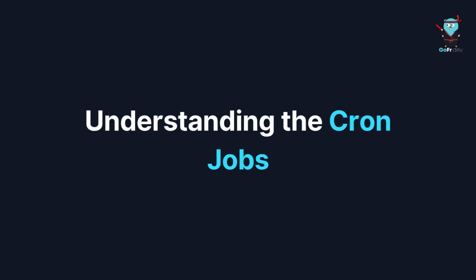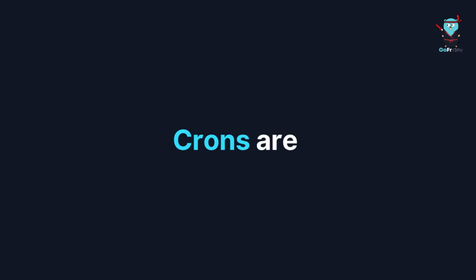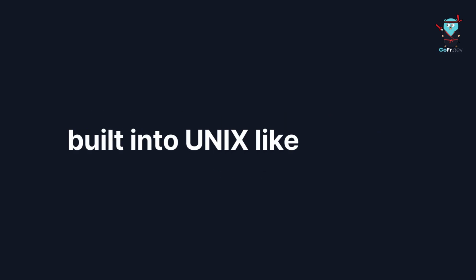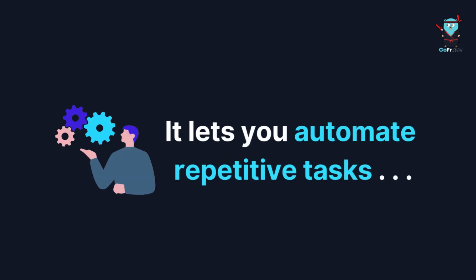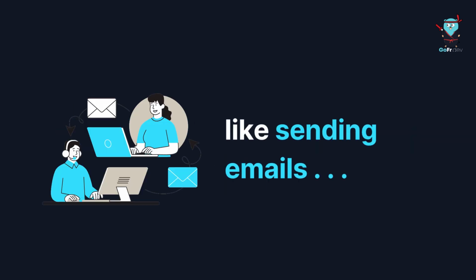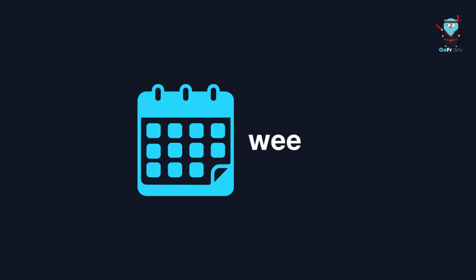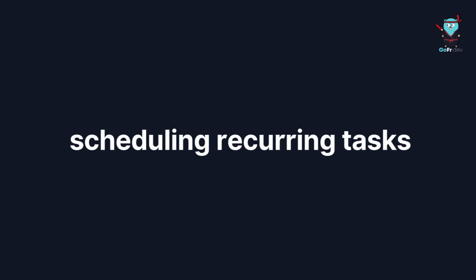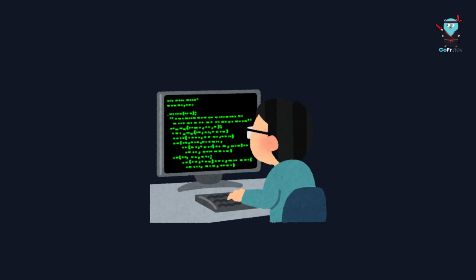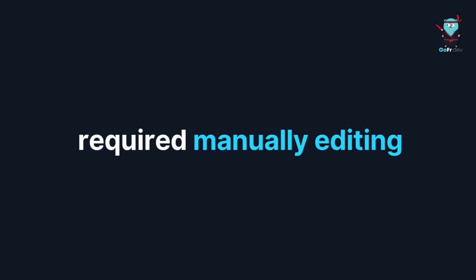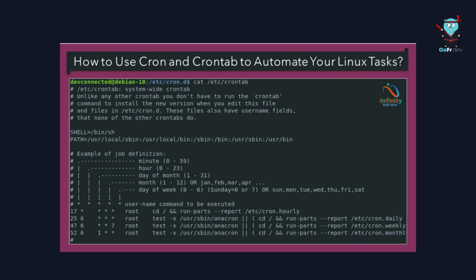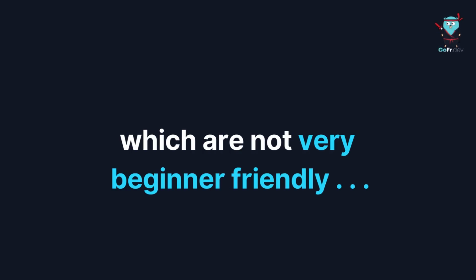First, let's break down what a cron is. Well, a cron is a time-based task scheduler built into Unix-like systems which lets you automate repetitive tasks like sending emails at midnight, generating reports every hour, or backing up data weekly without lifting a finger. In the past, if you wanted to schedule recurring tasks using cron, like running a script every day at 2 a.m., you'd have to manually edit special system files, specifically the crontab file. This file uses a weird, hard-to-read syntax which is definitely not beginner-friendly.